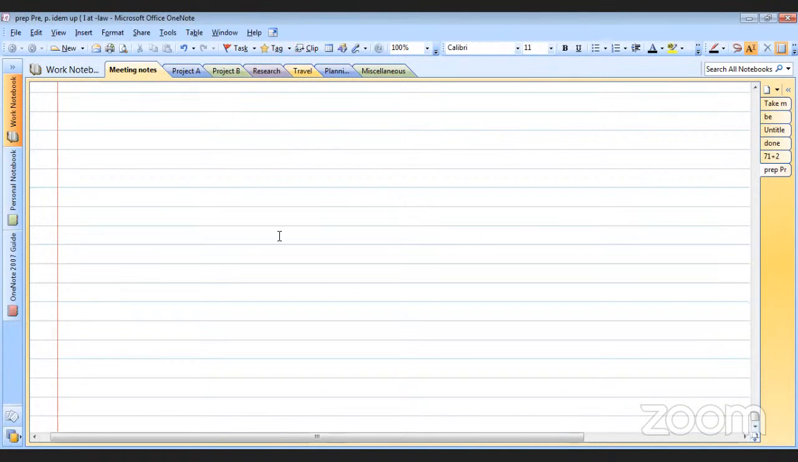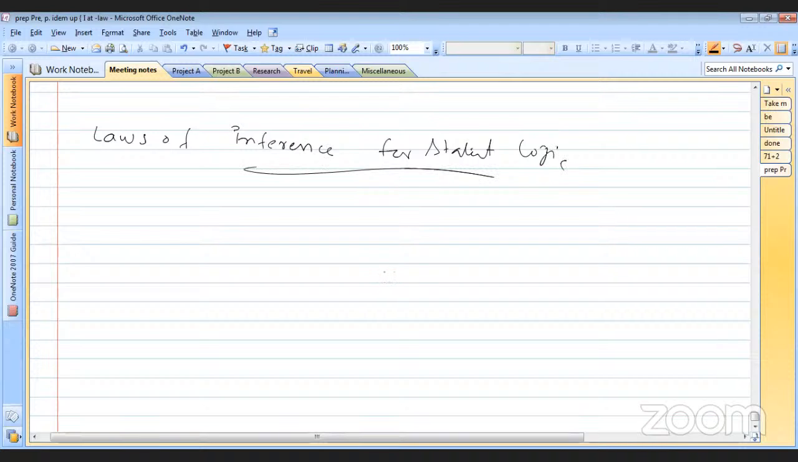Then laws of inference for statement logic. Laws of inference for statement logic.